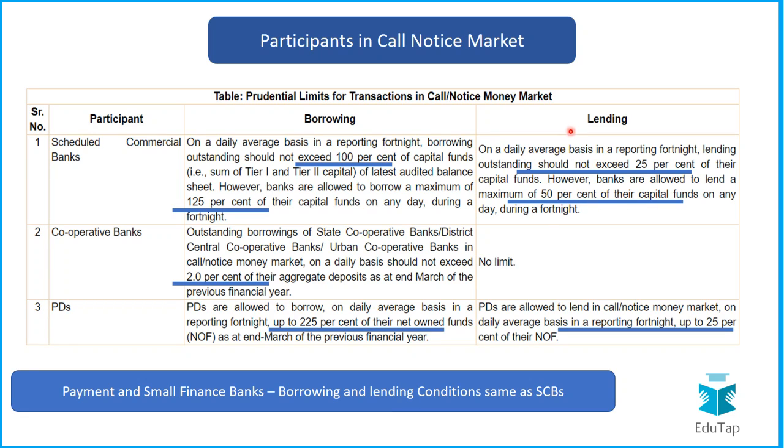Again, here if we are saying that the daily average calculated for a 15-day period should not exceed more than 25% of their capital funds, that does not mean that we have to always calculate the average on a daily basis, or that on a particular single day they can lend any amount of money. No, for any single day also they cannot lend more than 50% of their capital funds. Otherwise, for a 15-day period, the average should not be more than 25% of their capital funds.